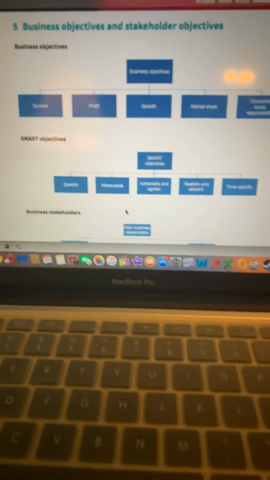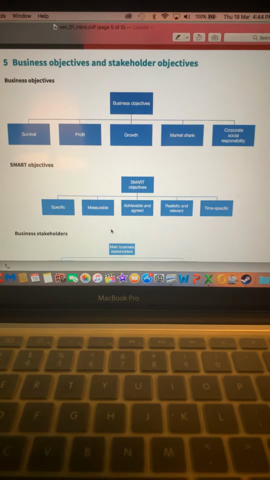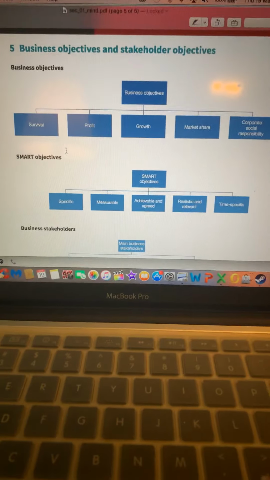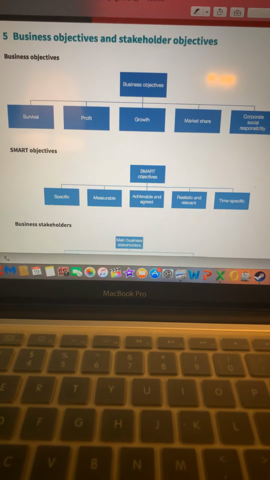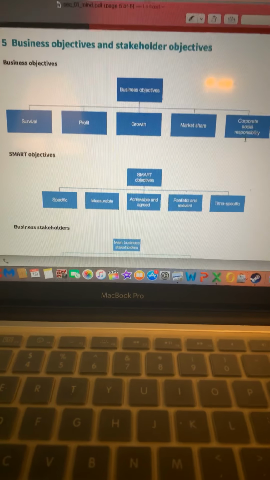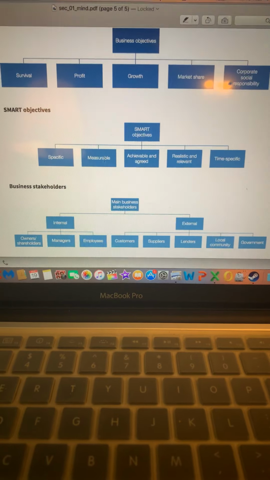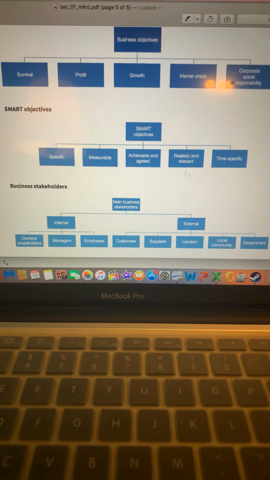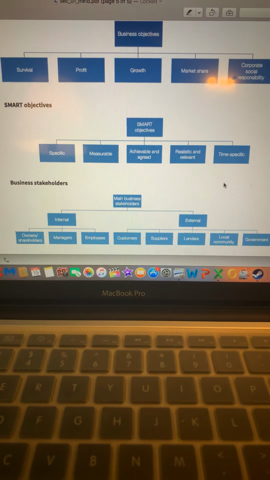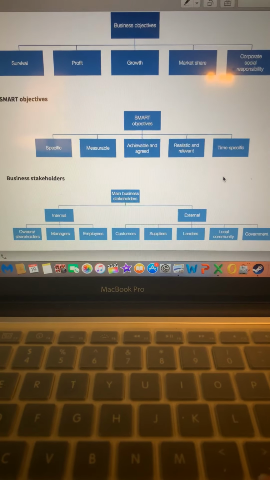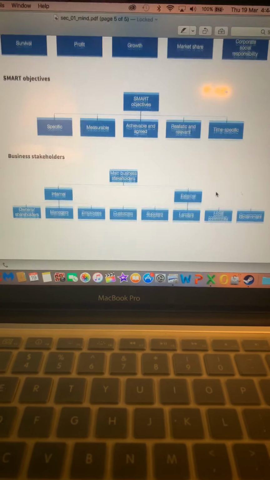Okay, we're looking at the next part here, which is unit number 5, business objectives and stakeholder objectives. This showed up in the exam as well. Remember, we had survival, profit, growth, market share, and CSR, or corporate social responsibility. So this is stuff that you need to remember as well. SMART objectives: this doesn't really show up in the exam, but it's good information as well. Specific, measurable, achievable, agreed, realistic, relevant, and time specific kinds of goals or objectives to have. Doesn't really show up in an exam.